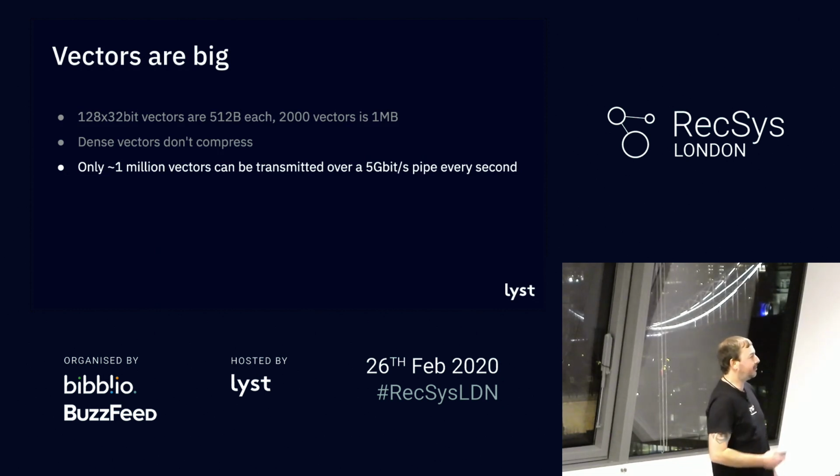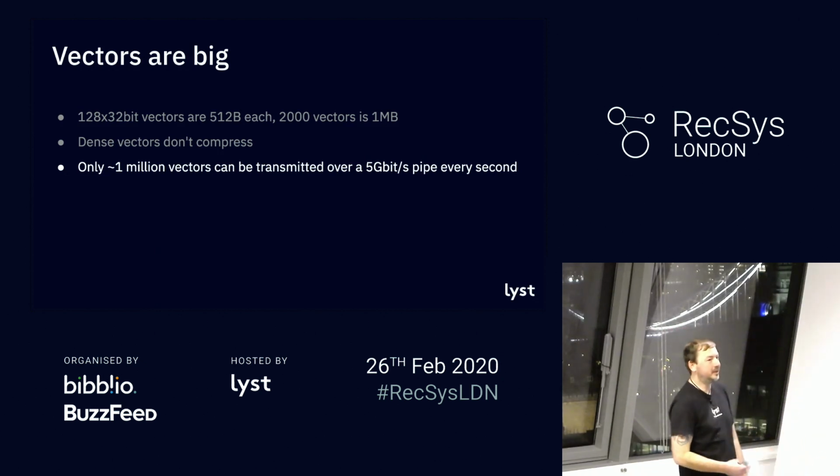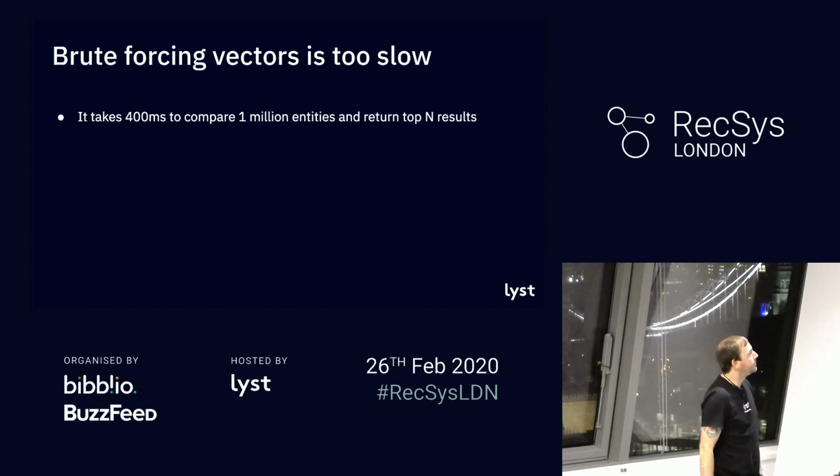What this means is if you have a 5 gigabit pipe, like a usual ECS or EC2 instance, you can only send about 1 million vectors over the wire. That might seem like a lot, but we have tens of millions of products. So we can't even do all of our products in 1 second. Brute forcing vectors is too slow for us.